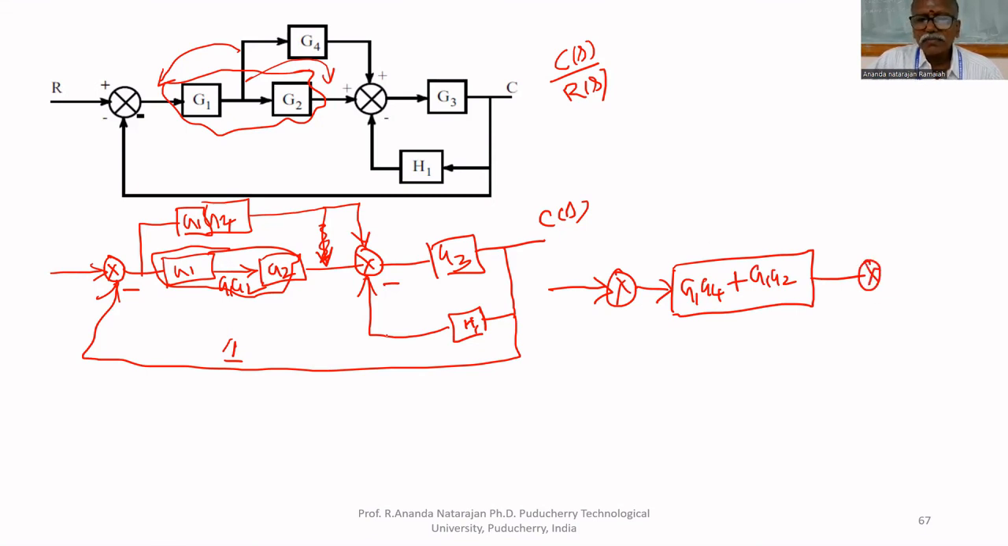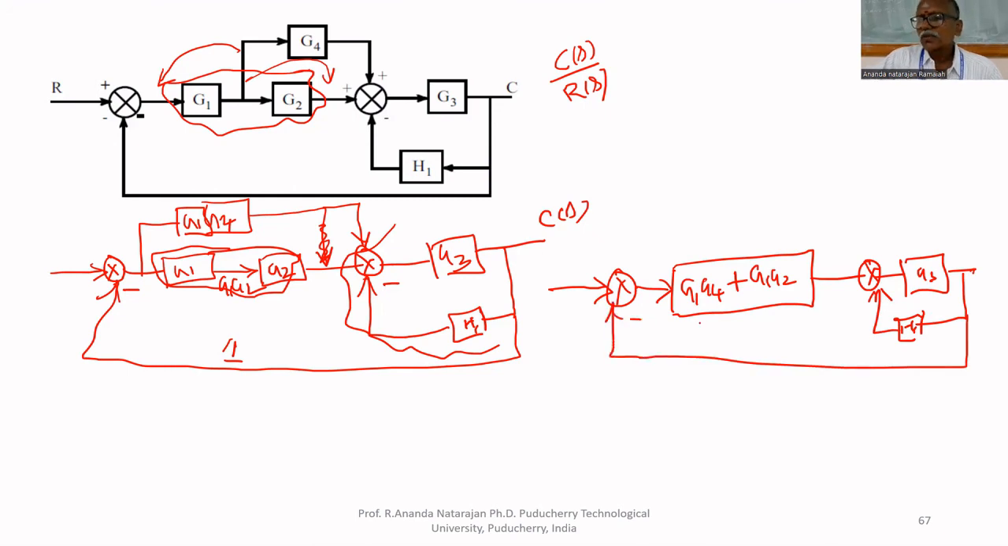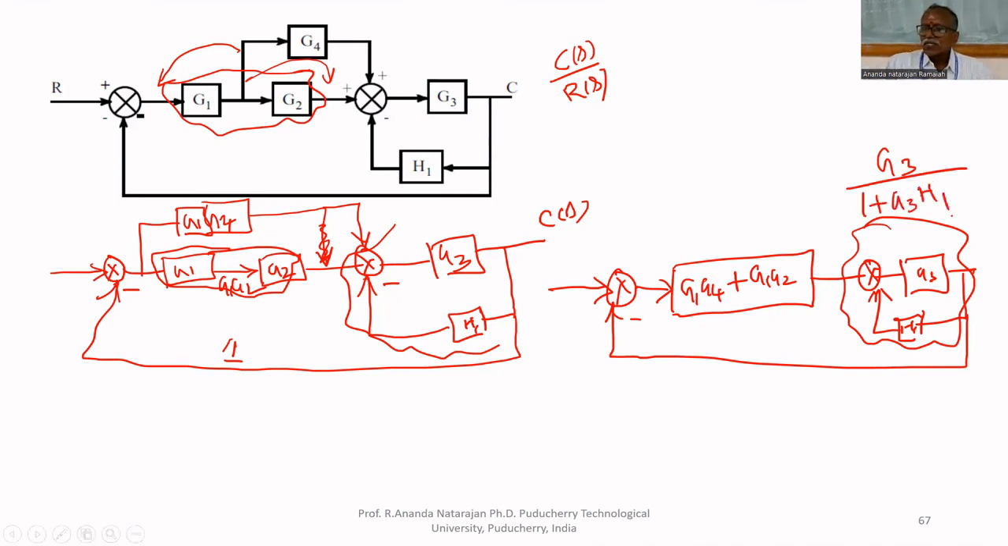The feedback is there. Here, the next G3, H1, and another feedback is there. So now it is simplified like this. Now the innermost part is this. This can be simplified. Use the seventh rule. We can write G3 upon 1 plus G3 H1. So this block is reduced. Now you will get one block here, another block here.